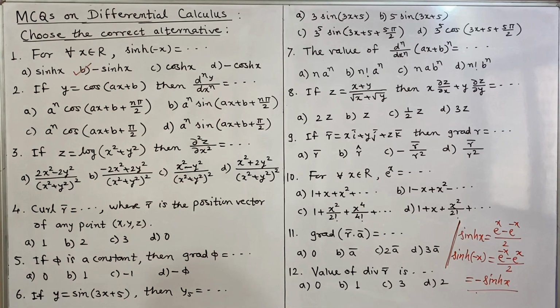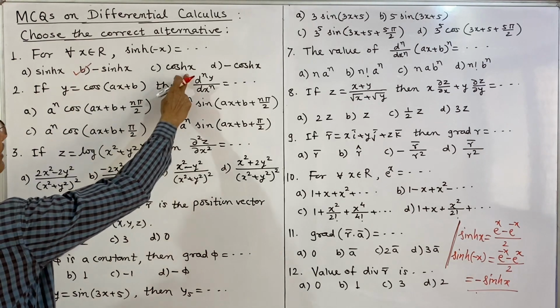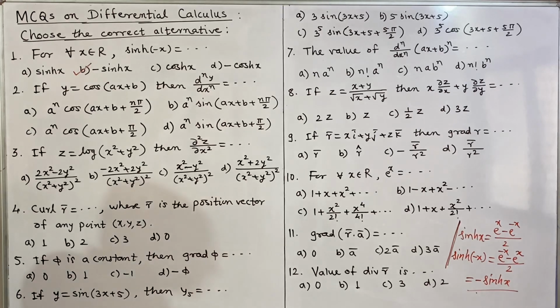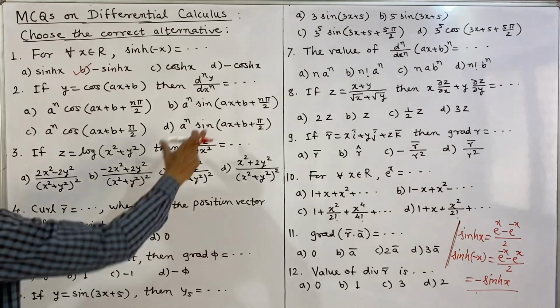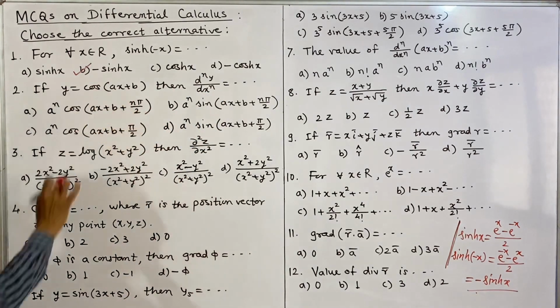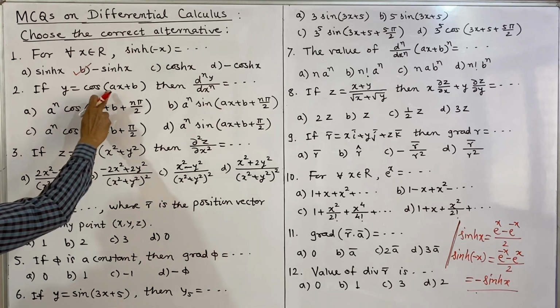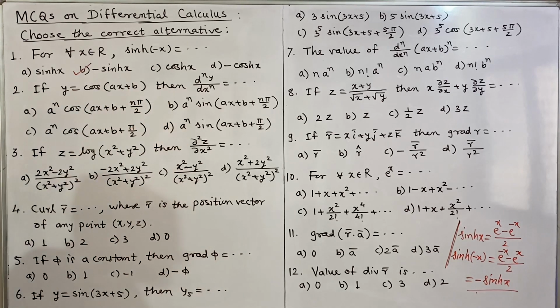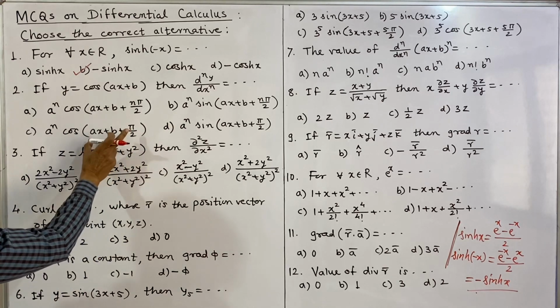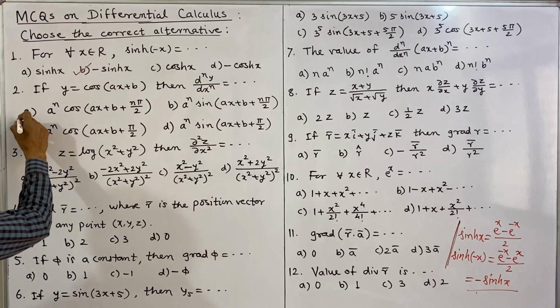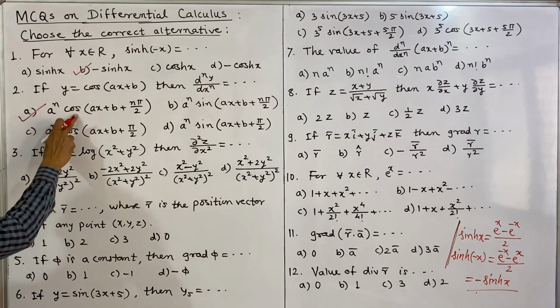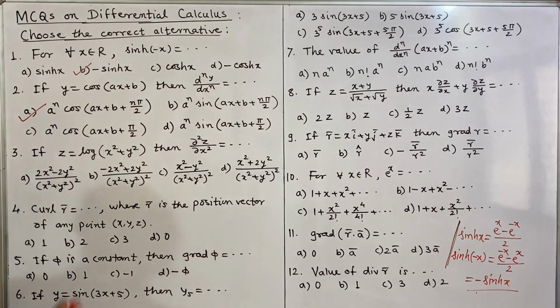Second question, if y is equal to cos of ax plus b, then nth derivative of y with respect to x is equal to which one? So actually this is the result we have obtained. If y is equal to cos of ax plus b, then its nth derivative is given by a power n cos of ax plus b plus n pi by 2, and therefore the correct alternative is the first one, a power n cos of ax plus b plus n pi by 2.